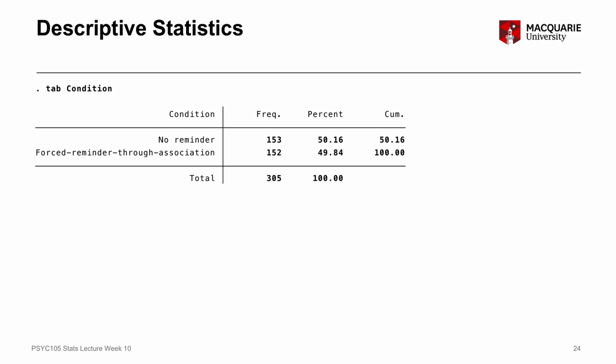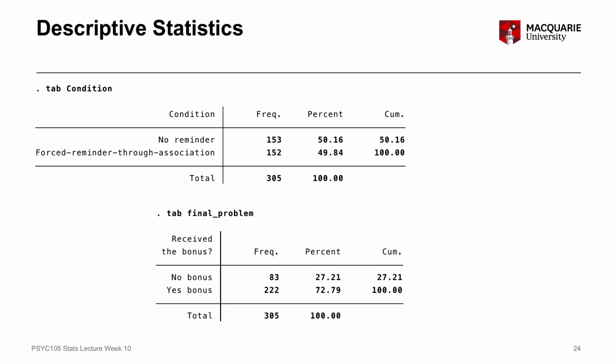So this is our independent variable, and we've got two groups here. There's the no reminder group versus the reminder through association group. And people were randomly allocated to one of these two groups, which is why we've got an almost perfect split of participants between the two groups. So 153 people in the no reminder group, 152 in the reminder group. And you can see 305 people in total.